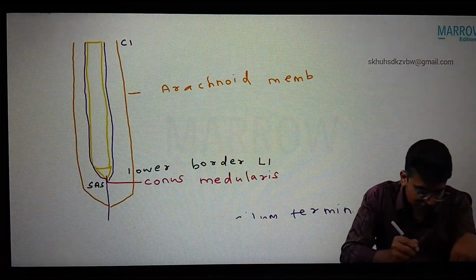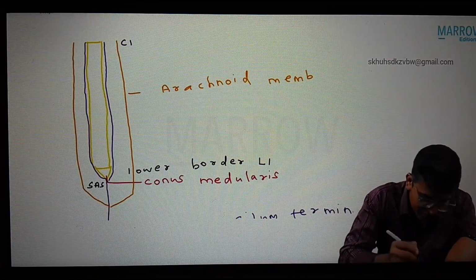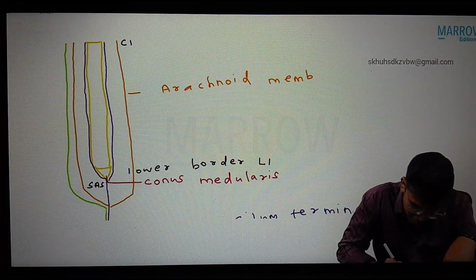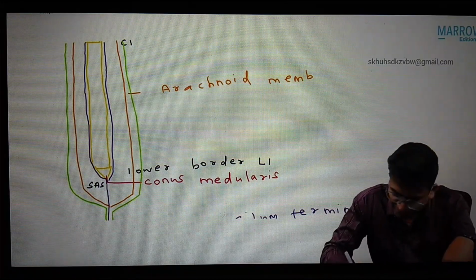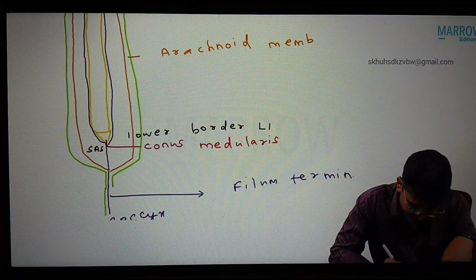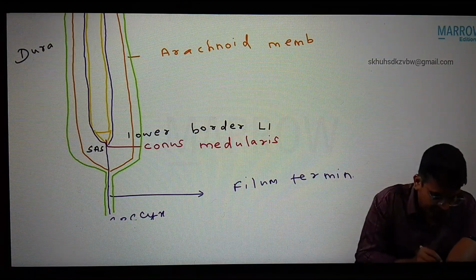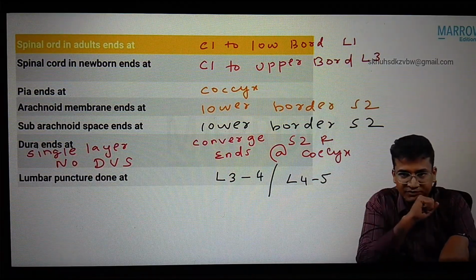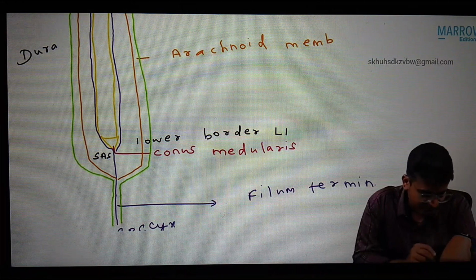Now, spinal dura converges at S2 and ends at coccyx. Okay, so our dura mater is single layer, which is converging at S2 and which comes up to coccyx. Okay, right. This is our dura mater. Okay, so this is about the extensions of the spinal cord. Okay, right. Now next, see the diagram.